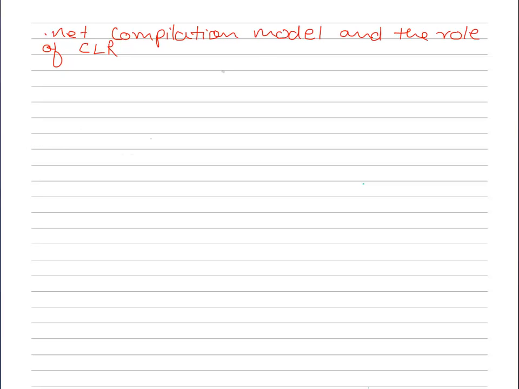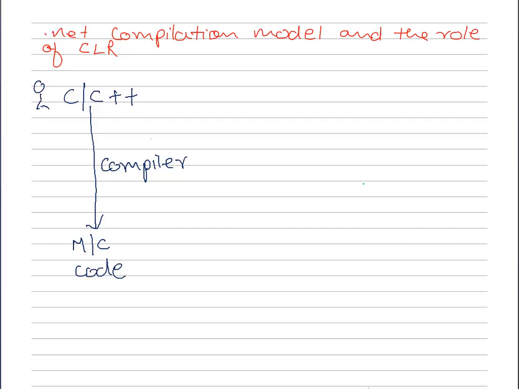So what is the .NET compilation model and the role of a CLR? In case you are using programming languages like C and C++, you compile them to get the final machine code, and it's the user's responsibility to select from different compilers according to different environments, right? So you have to compile separately for a Windows platform, you have to compile separately for a Linux platform, and you have to compile separately for some other platform.